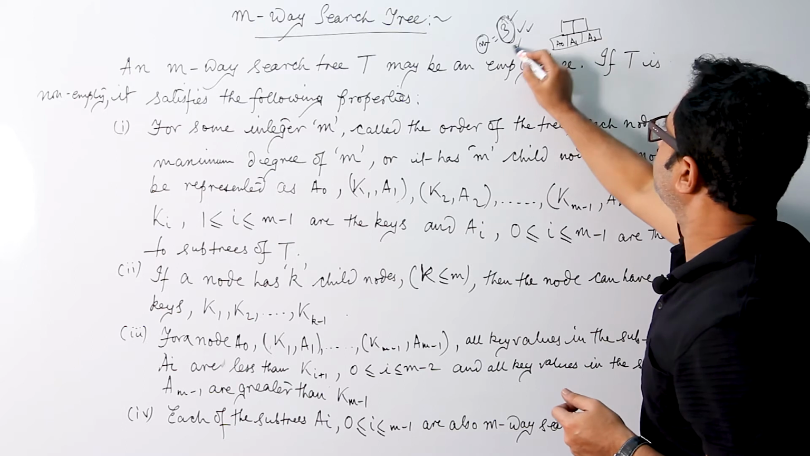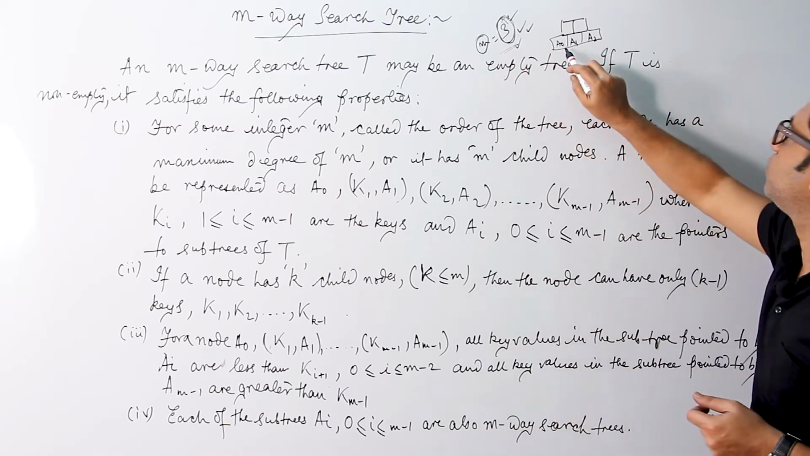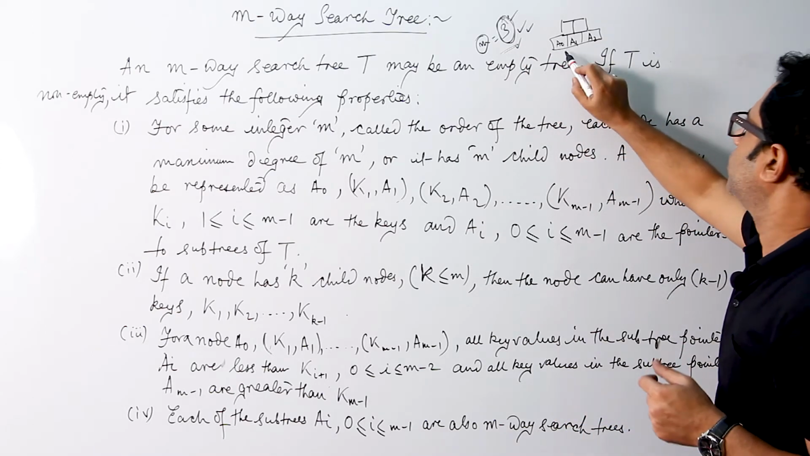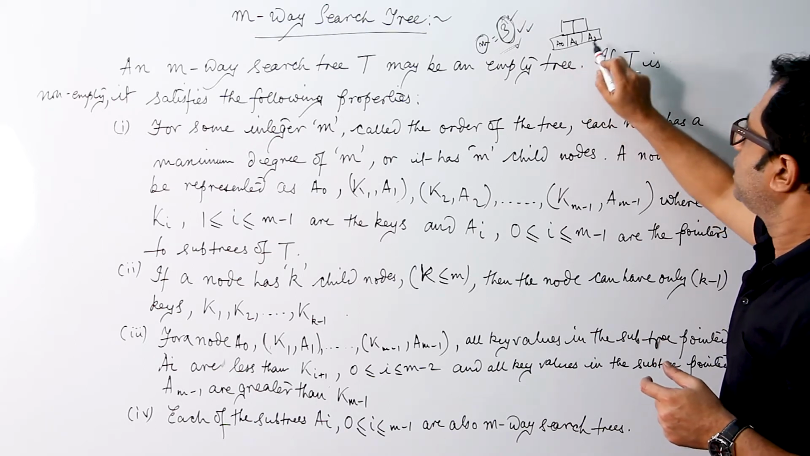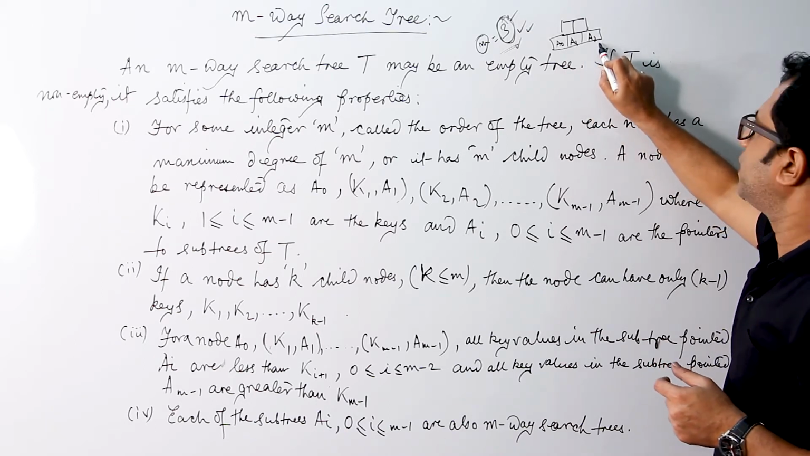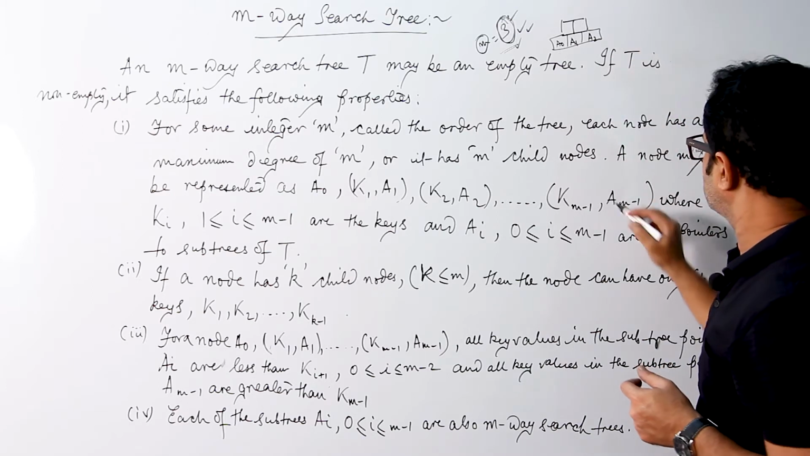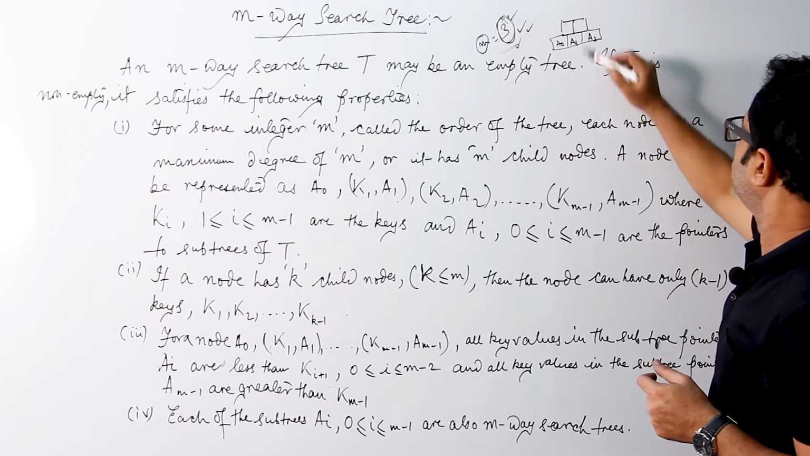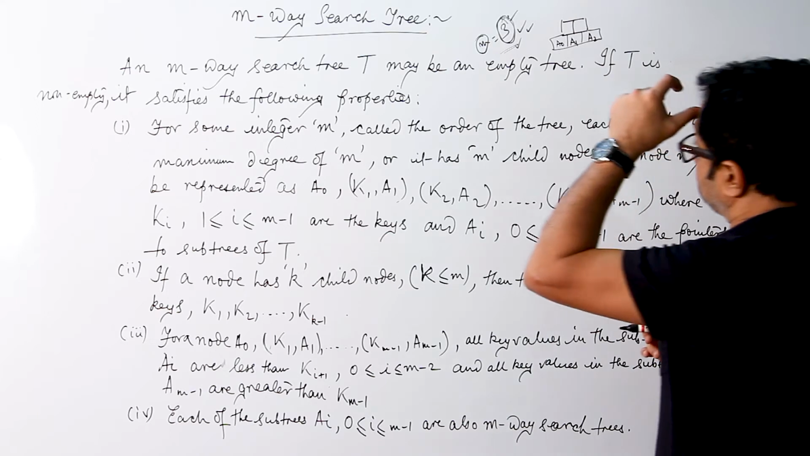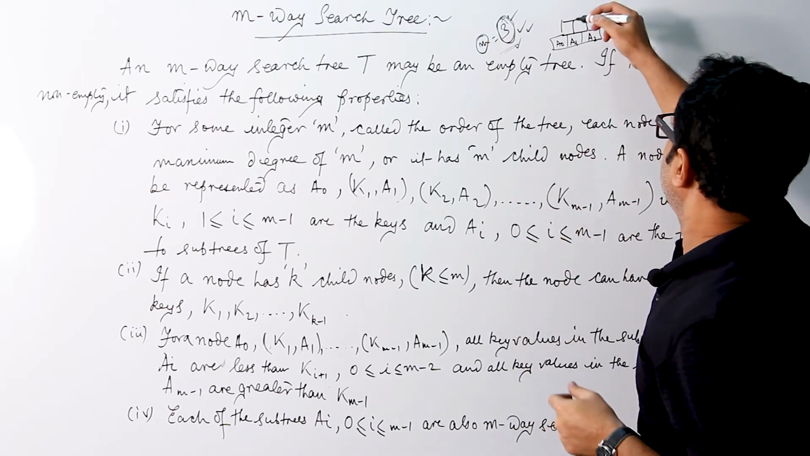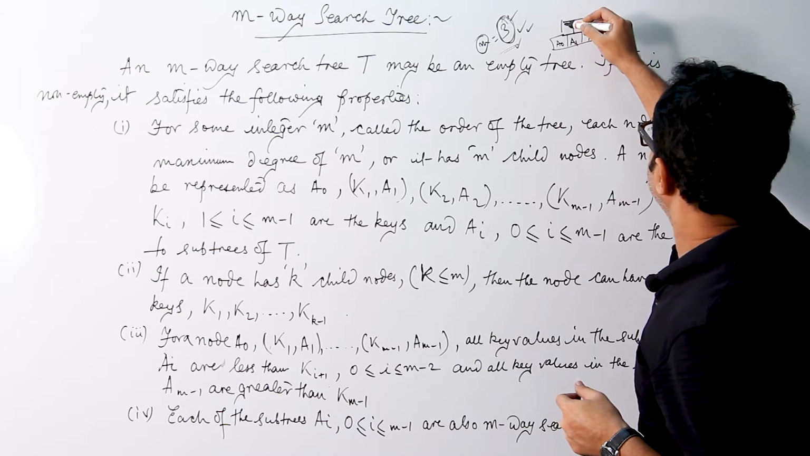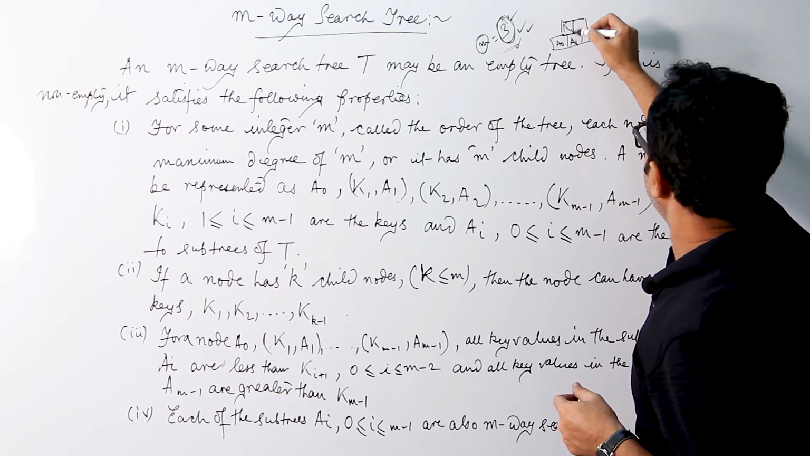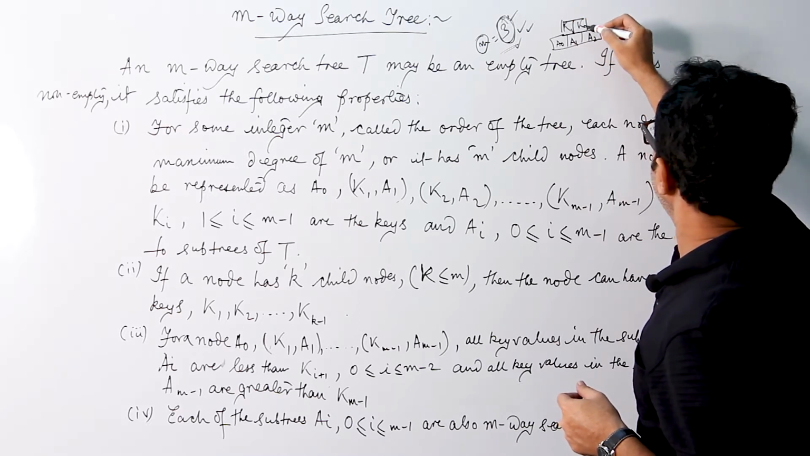So if m is equal to 3, a maximum of 3 child nodes can be reached. It starts from A0, A1, A2, where A2 is the (m minus 1)th node. In this case, there are two key values over here, K1 and K2.